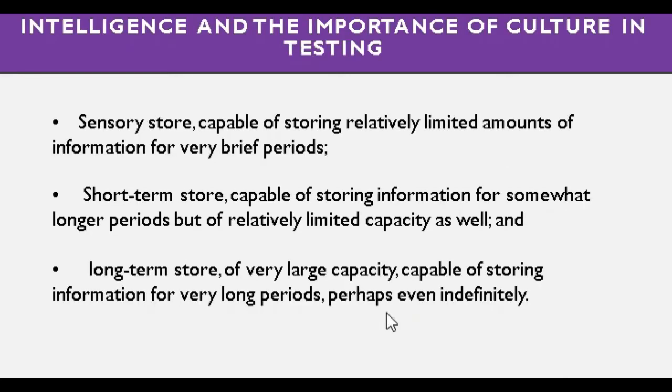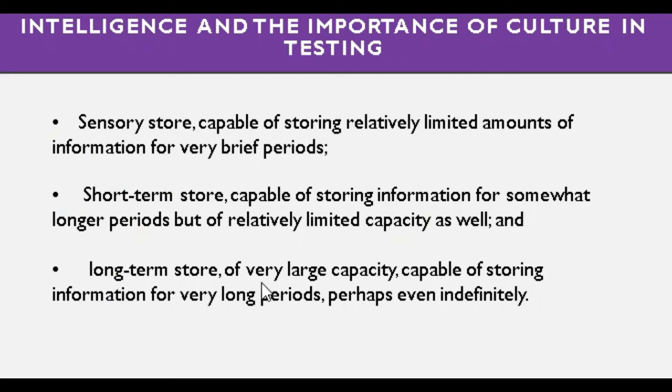Okay, next would be we have intelligence and the importance of culture in testing. So we have sensory store, short term and long term. Okay, so today, cognitive psychologists commonly describe the three stores. Okay, sensory memory, short term memory, and long term memory. This is a new one. Nasasabi nila natin, okay, that is sensory memory, short-term memory, and long-term memory. But before, this is what we call sensory store, short-term store, and long-term store.